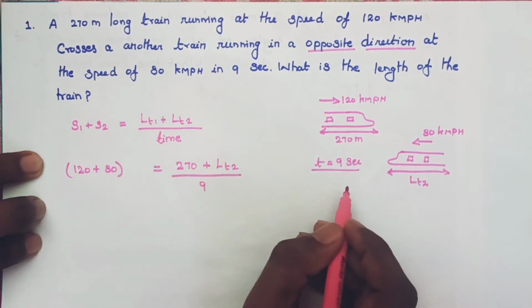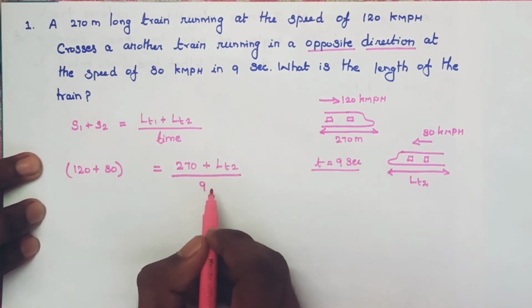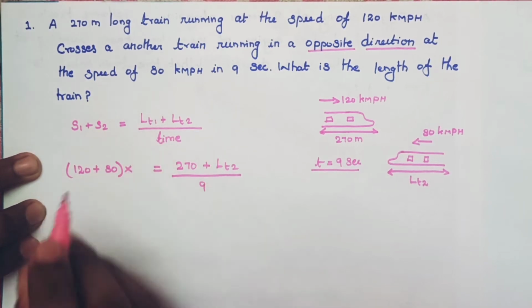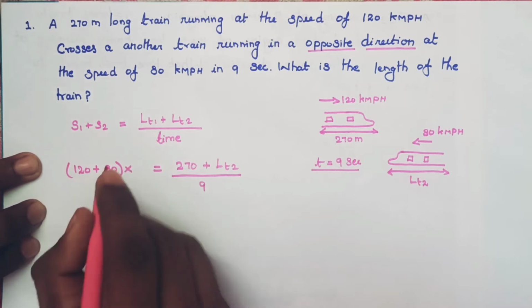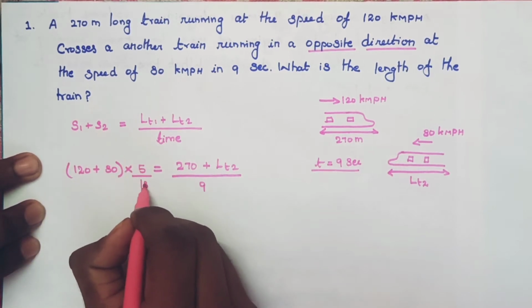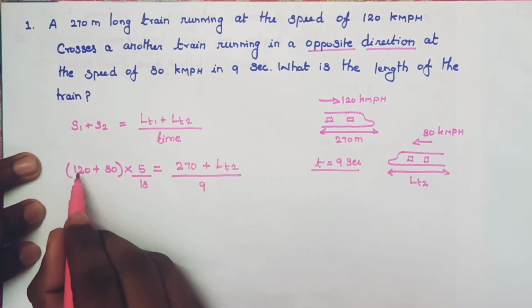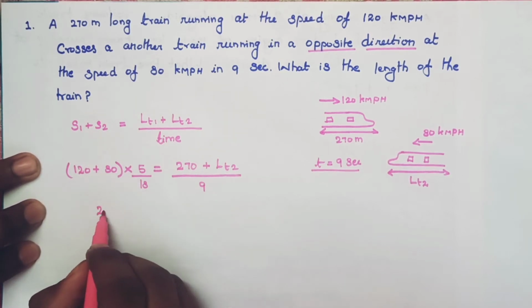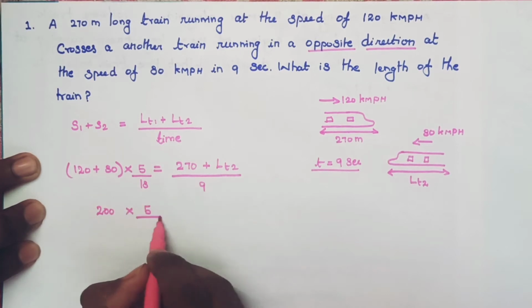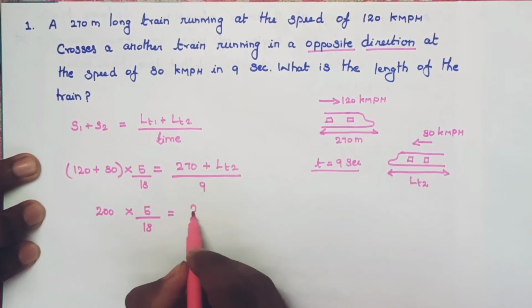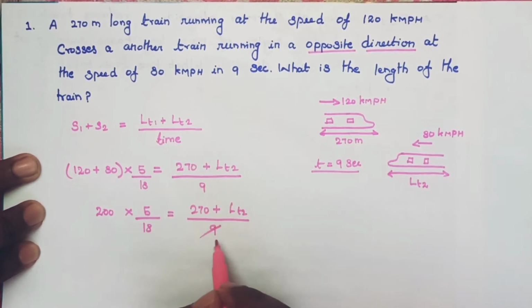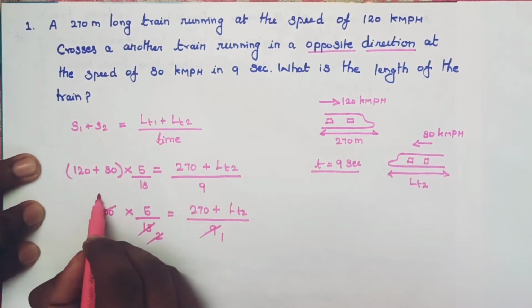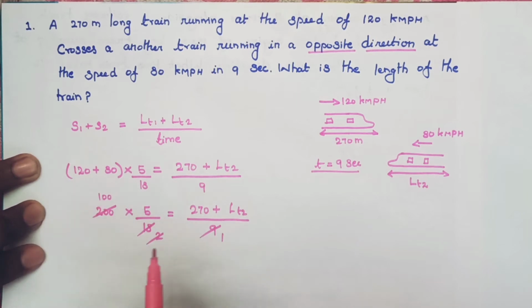Time they have given in seconds, in 9 seconds. So we have to convert the speed in kilometer per hour into meter per second. Simply multiply with 5 by 18, right? So 120 plus 80 is what? 200, right? 200 multiplied with 5 by 18 equals 270 plus length of train 2, divided by 9. One 9 is 9, two 9s are 18, and one 2 is 2, one 2 is 2. So 100 into 5 is what?